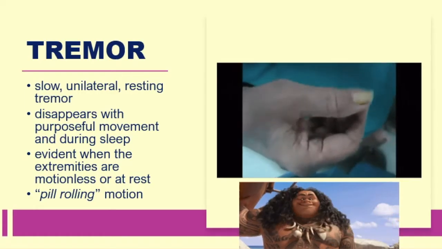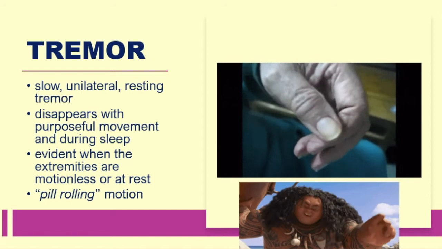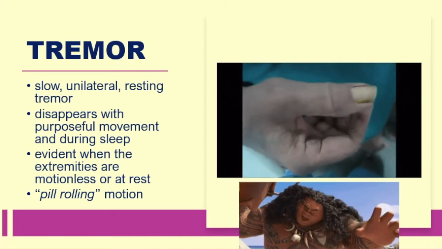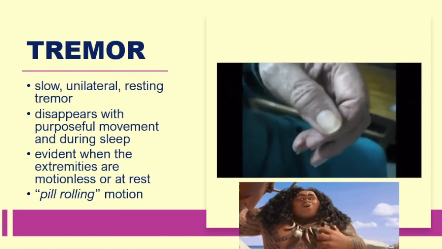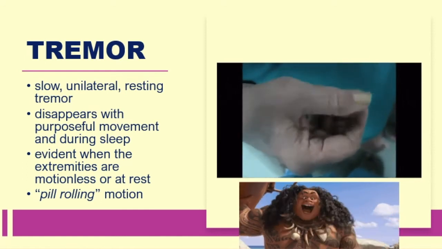Now, the first sign that we have mentioned is tremor. So class, the tremor tends to be slow, unilateral, and it's a resting tremor, meaning it occurs if your patient is at rest. It disappears with purposeful movement and during sleep.